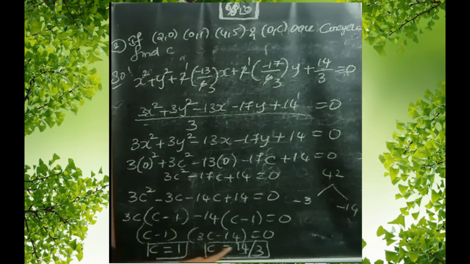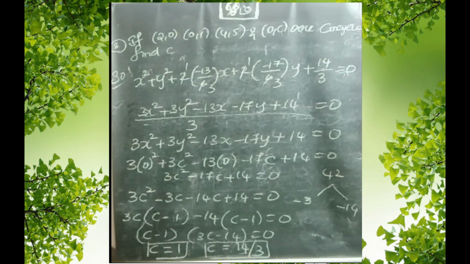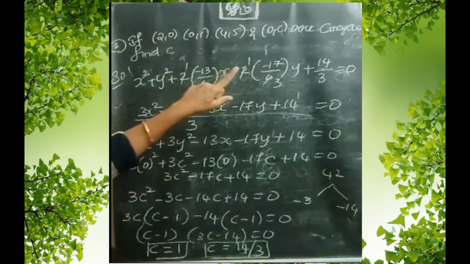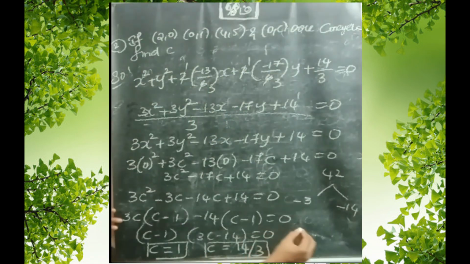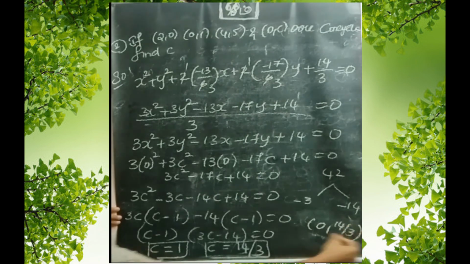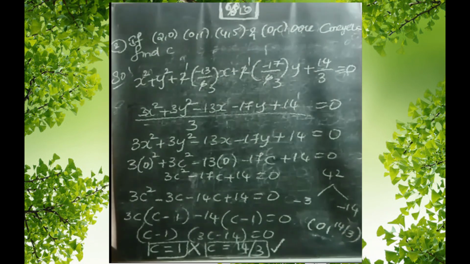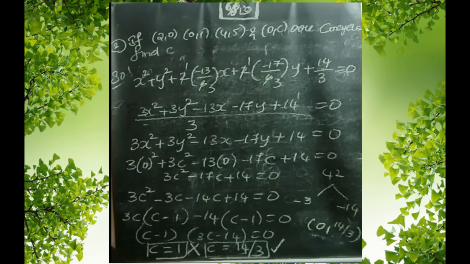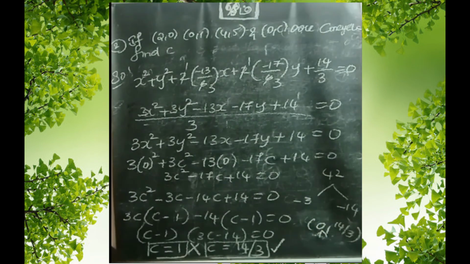We have to take 14 by 3 as the c value. Why? Because c should be greater than 1. Why? Because they said the 4 points are consecutive. So the point is 0, 14 by 3. So we have to take c as 14 by 3. It should not take 1. It should be greater than 1. So this is the point, c as 14 by 3.